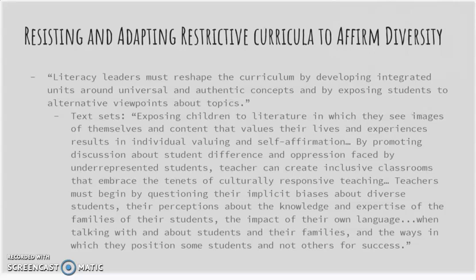Another idea that the authors in the book gave was about resisting and adapting restrictive curriculum to affirm diversity. So going in and making the necessary adaptations and changes to current curriculum to really support and affirm diversity, like I said.